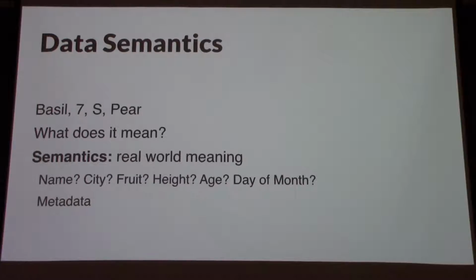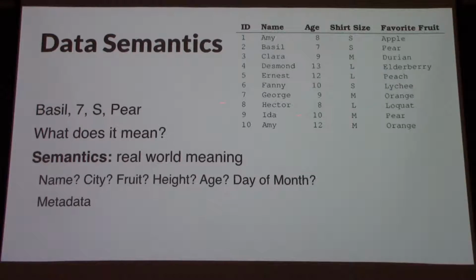And then we talked about data semantics. If I have just a vector like this, Basil, 7, S, and pear, we don't really know too much what it means, so we need to define the semantics, the real world meaning. And typically this is done in a table, for example, by a header. And here we have an ID, a name, age, shirt size, and favorite fruit. And now we know what this vector actually means.